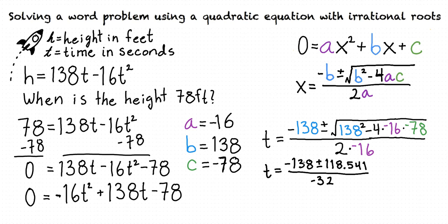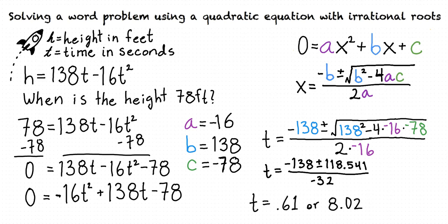Okay, that makes sense. So let's calculate t when we have a plus sign here first. Using my calculator, I got 0.61. Great, now let's try replacing this with a minus sign. This time, I got 8.02. Awesome. So our answer is that the rocket's height is 78 feet when t equals 0.61 seconds or 8.02 seconds. I think I get it now.